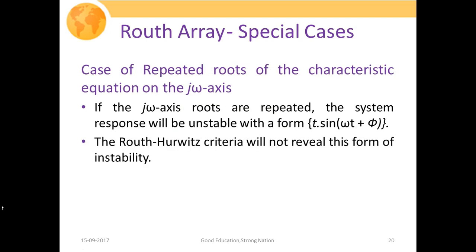Then another special case is the case of repeated roots of the characteristic equation on the j omega axis. Suppose there exist repeated roots of the characteristic equation. If the j omega roots are repeated, the system response will be unstable, and it is of the form t times sine of omega t minus phi. With the help of the Routh criterion, we cannot reveal this sort of instability. I mean, we could not predict whether the system is stable or unstable.